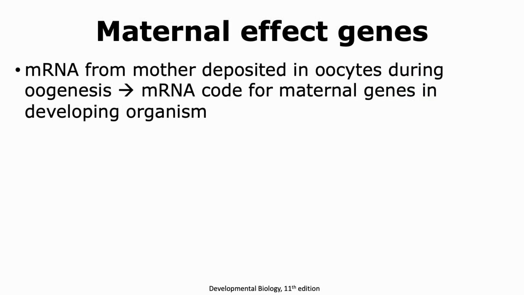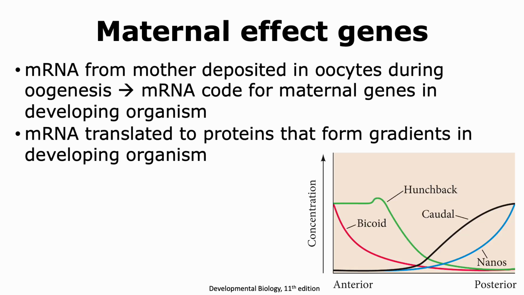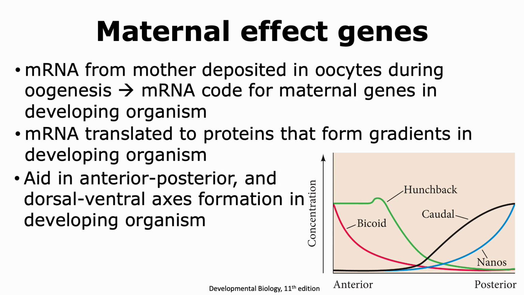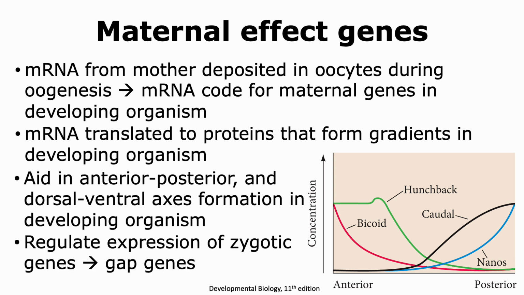The maternal effect genes are deposited in oocytes in the form of messenger RNA during the process of oogenesis. The messenger RNA are translated to form proteins, and these proteins form gradients in the developing organism. The maternal effect genes play important roles in the formation of the anterior-posterior as well as dorsal-ventral axis during development. Maternal effect genes also regulate the expression of the first set of zygotic genes that are expressed, which are the gap genes.